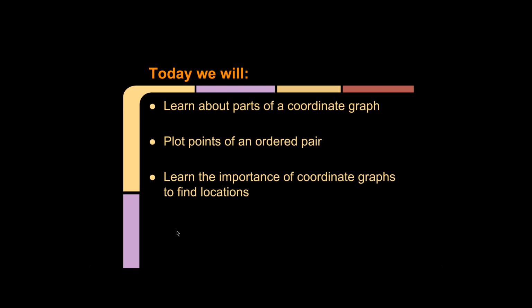All right, so like I just said, today we're going to learn about the parts of a coordinate graph. We're going to learn how to plot points on that graph, and those points are called an ordered pair. And then, of course, you'll know the importance of coordinate graphs in helping you to find location.